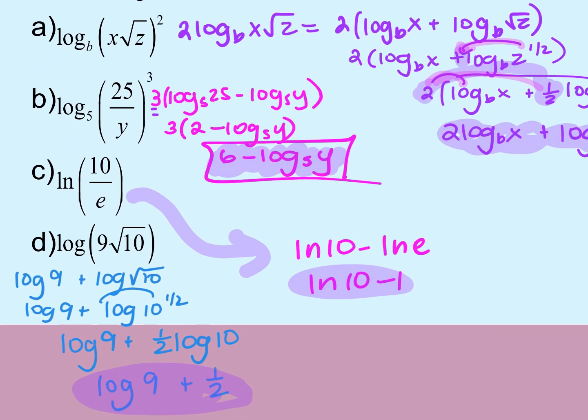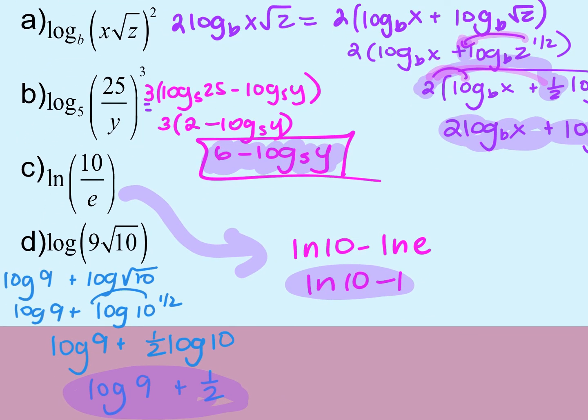All right, B, you did log base. Well, the 3 went to the front. Log base 5 of 25, log base 5 of y. Log base 5 of 25 became 2. And then I distributed the 3 in. 3 times 2 is 6. Minus, that should be 3, log base 5 of y.